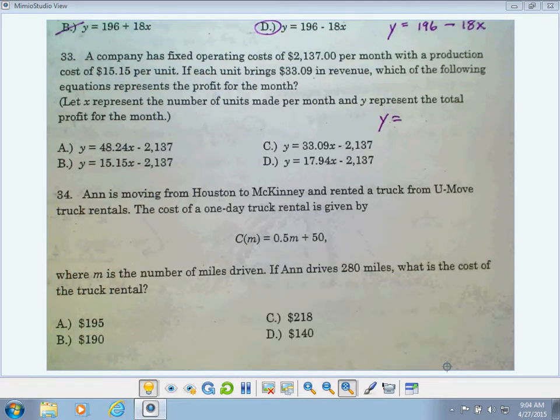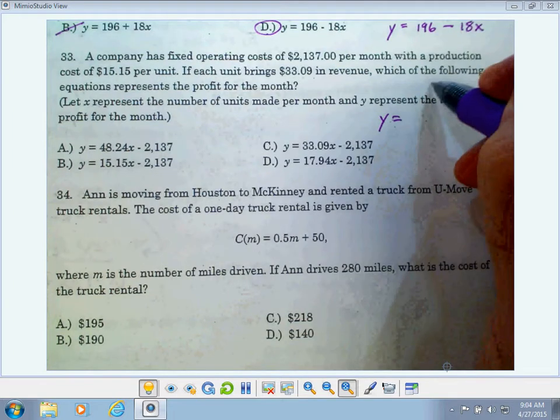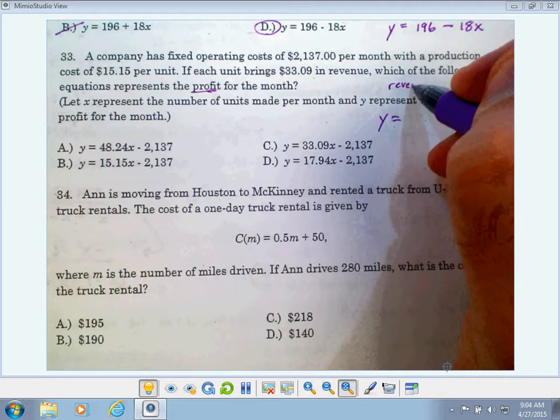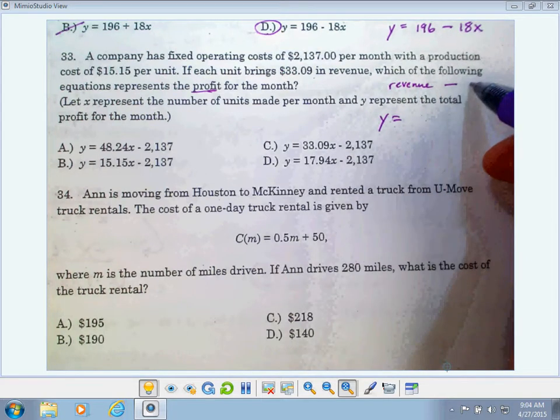Alright, so what do we know? Basically, we talked about it before in the other video, that profit is revenue minus cost.